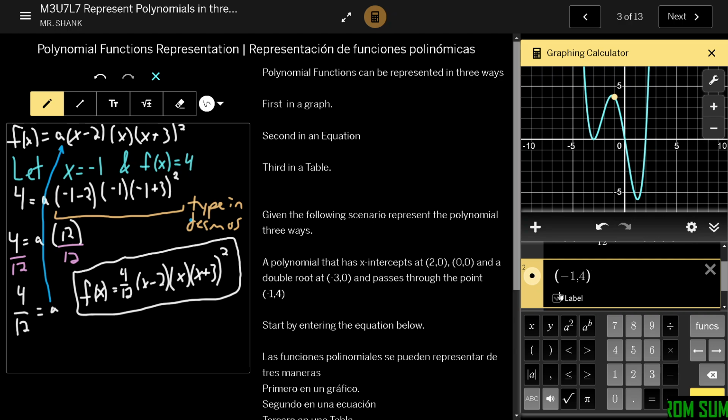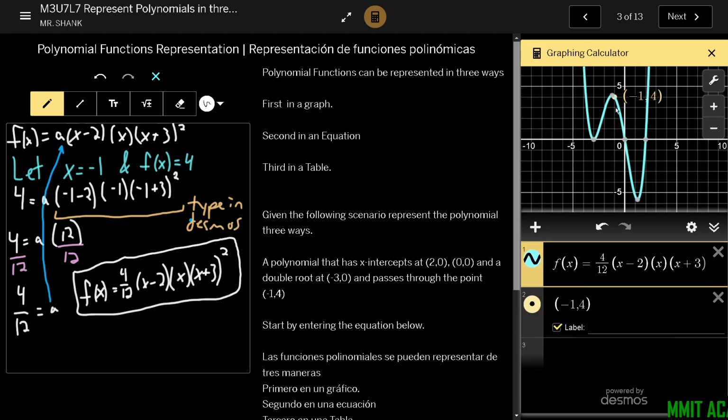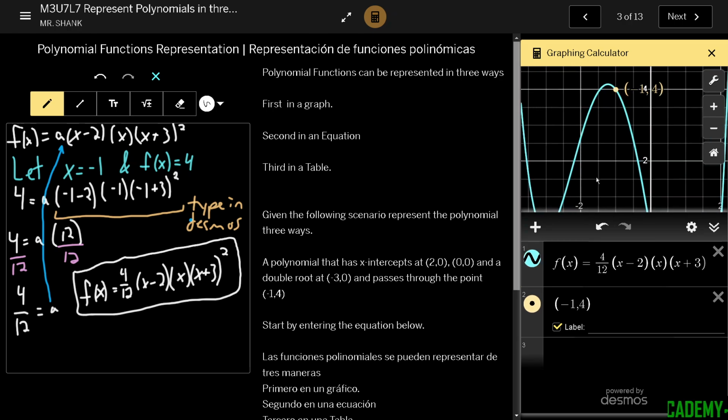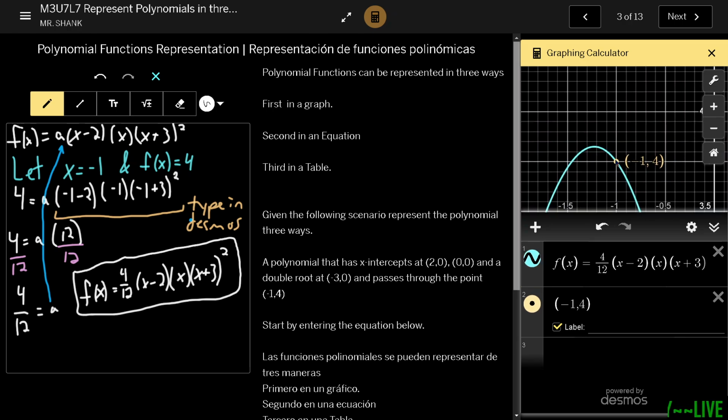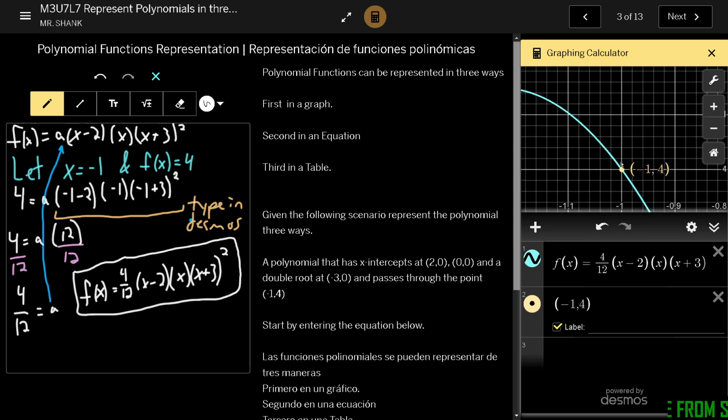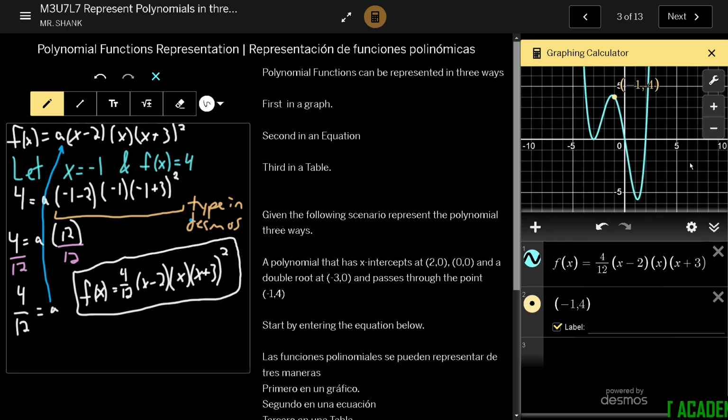So I'm going to look for that point, click label if I don't see it right away, but it's right here. Again, as I get zoomed in closer and closer, it's not kind of moving. I'm not straying away from that point. That curve goes directly through that point, which is a good thing. And let's see if it works out.